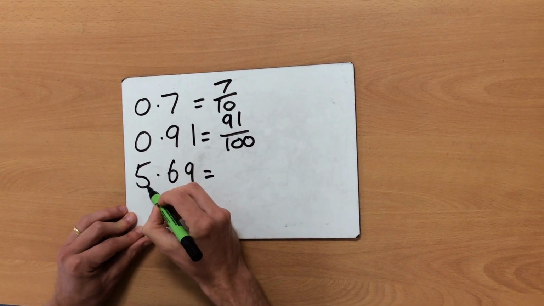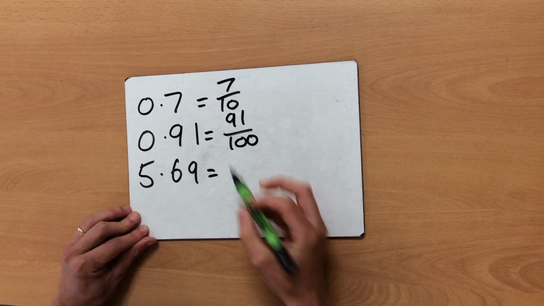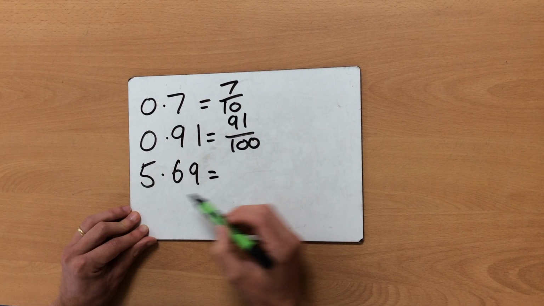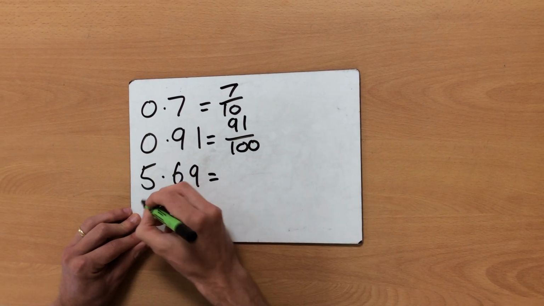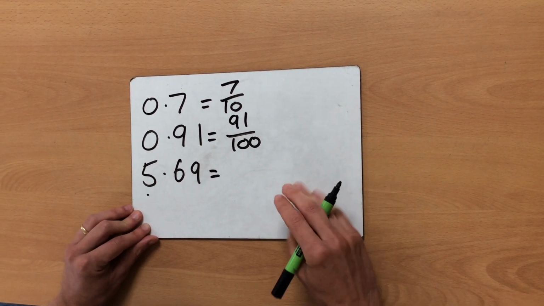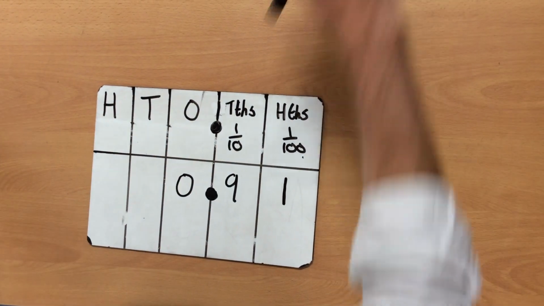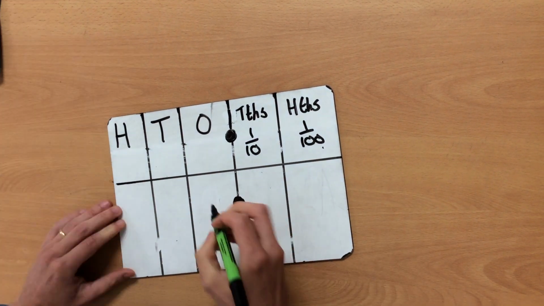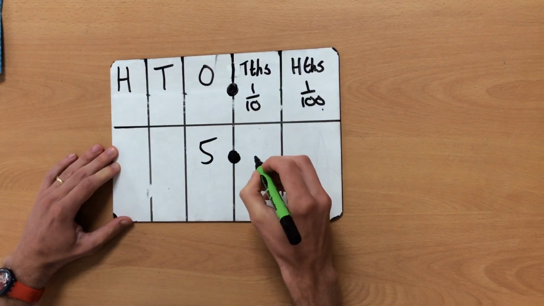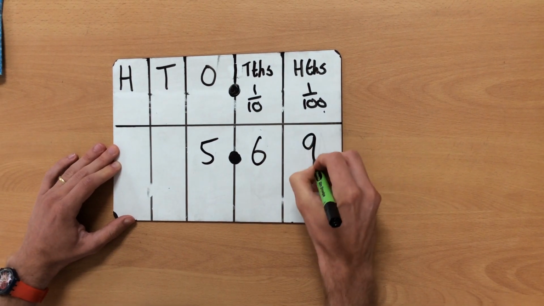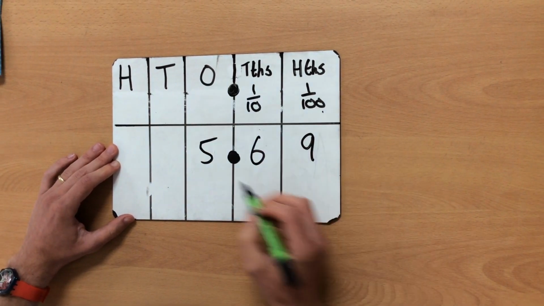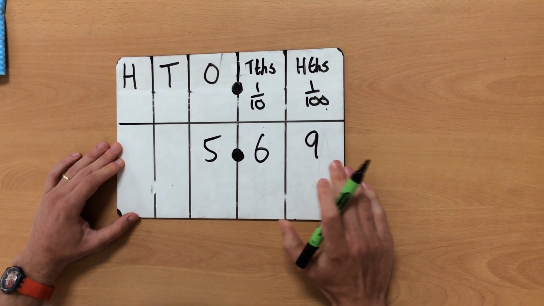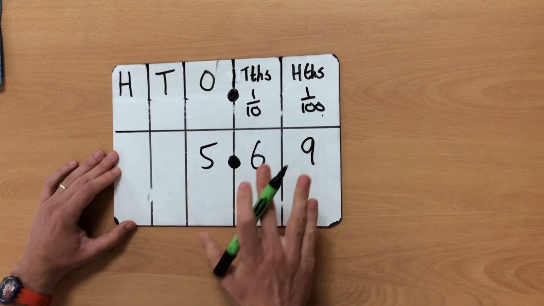Finally, we've got 5.69. What do you notice about this decimal compared to the others? 0.7, 0.91, 5.69. I've actually got a whole number this time. So let's see what happens with 5.69. I'm going to rub out my 0.91, and I'm going to have 5.69. 5 is in my ones column. 5 is my whole number. I'm actually just going to leave that alone for now, so I'm just going to concentrate on the fraction.